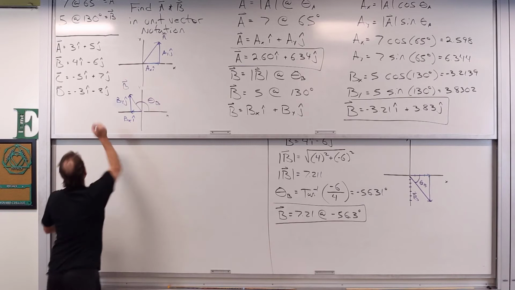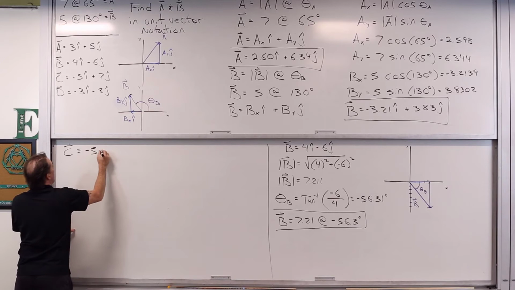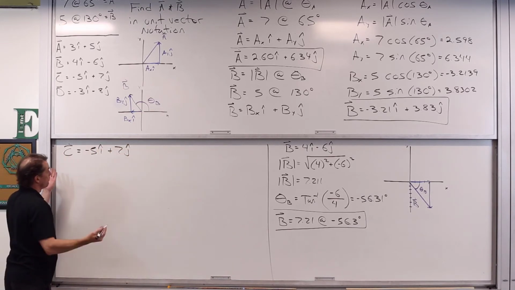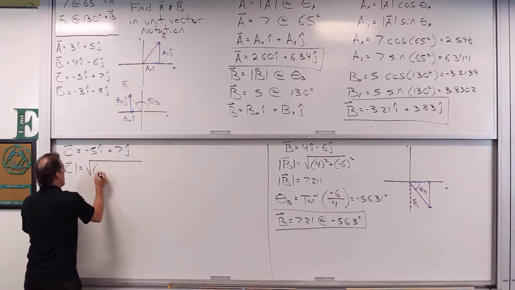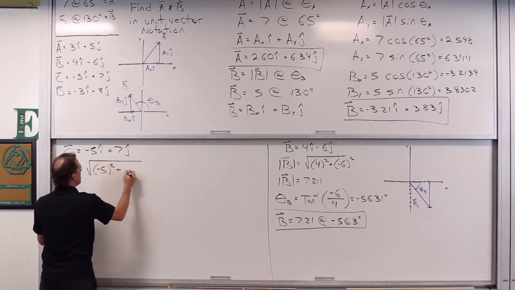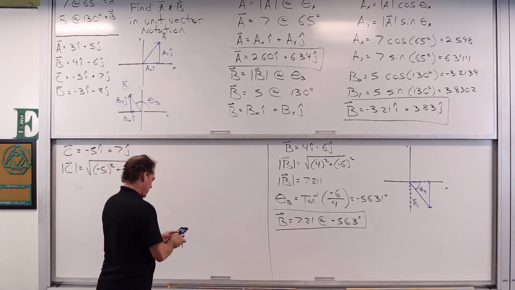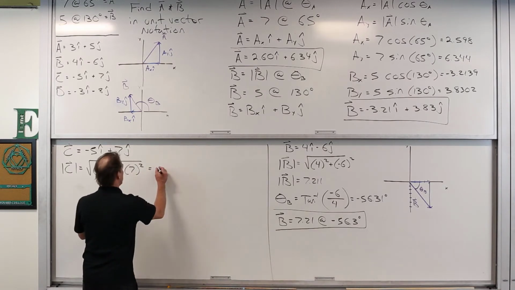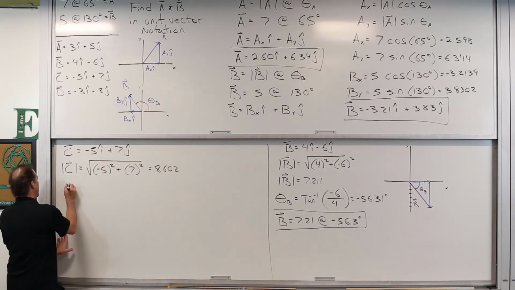All right, now we've got c hat. Negative 5 i hat plus 7 j hat. And we want the magnitude and direction. Magnitude of c hat is going to be equal to the square root of negative 5 squared plus 7 squared, which is the square root of 49 plus 25, and that gives us 8.602. There's the magnitude of the vector. Let's look at the angle here.